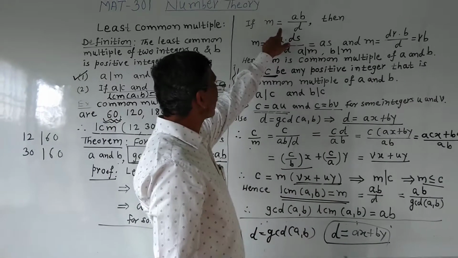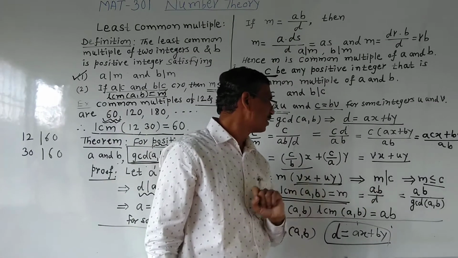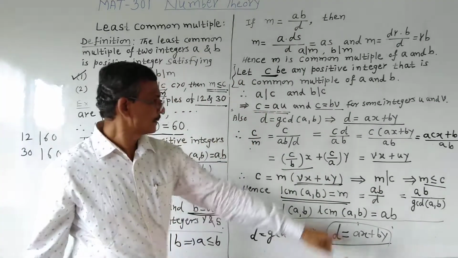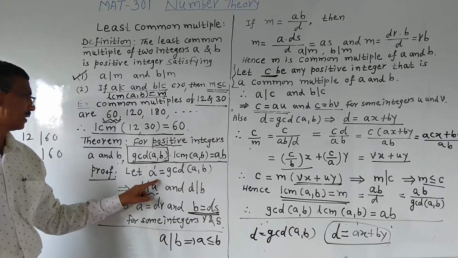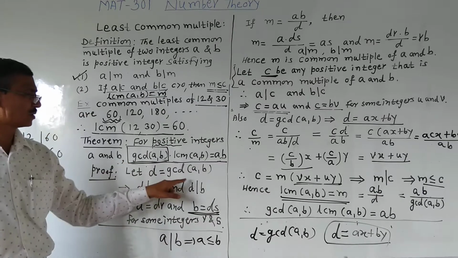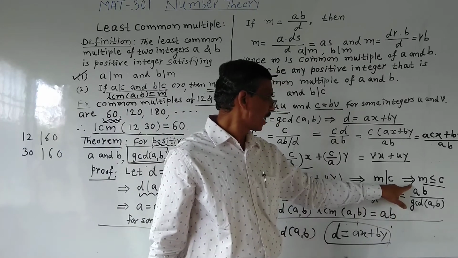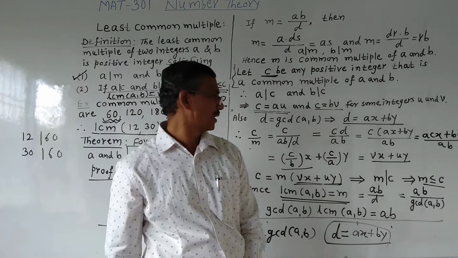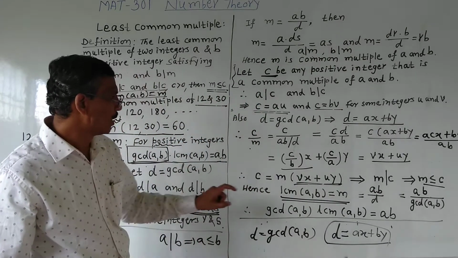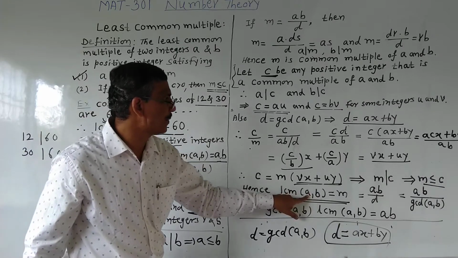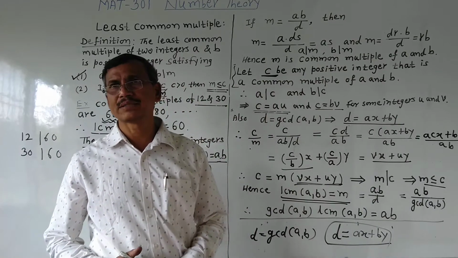But what is the value of m? It is a into b upon d. That means this is equal to ab upon d. But what is d? d is the greatest common divisor of a and b, and therefore it can be written as ab upon greatest common divisor of a, b. So we are able to prove the least common multiple of a, b is equal to ab upon greatest common divisor of a, b.